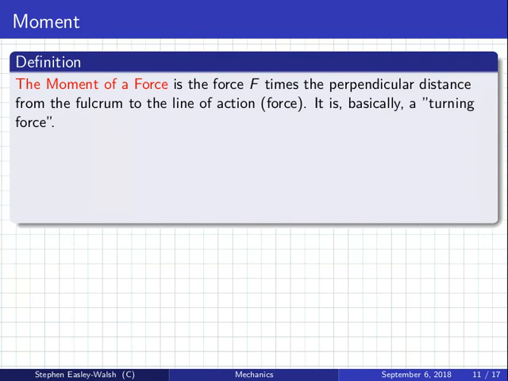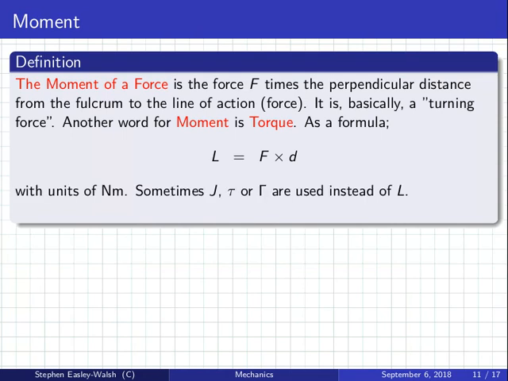It's basically a turning force, and another word for it is moment or torque. And it's a formula, it's like this, F times D. The units, of course, are Newton meters. Sometimes tau or gamma is used instead of L. I think I'll try and stick with using L. Now I'll explain this a little bit more.